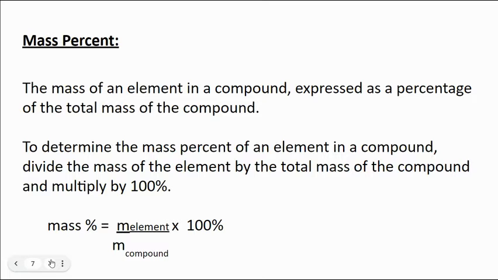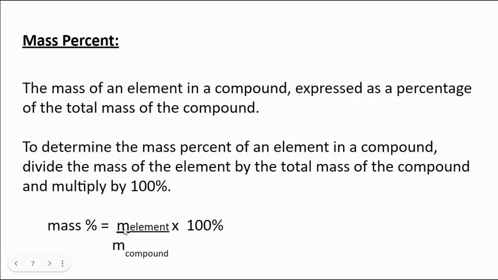In order to find this, oftentimes we'll analyze these substances to find out the mass of individual elements, and then we're going to divide that by the total mass of the compound times 100%. This is just one way we can report how much of a compound is made up of element A and how much is made up of element B. So here's the formula we're going to work with, and it's very straightforward.